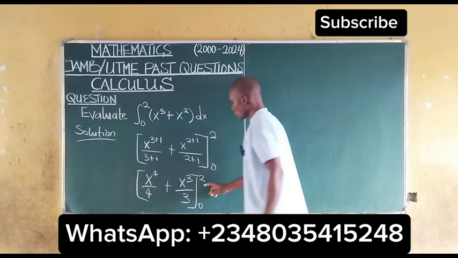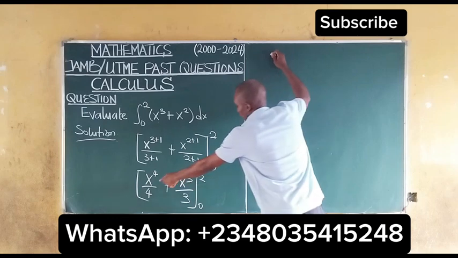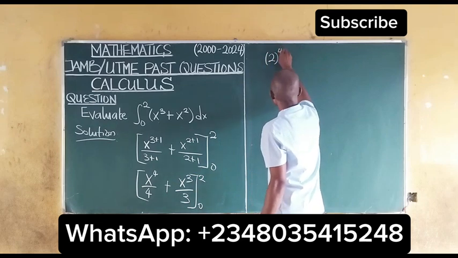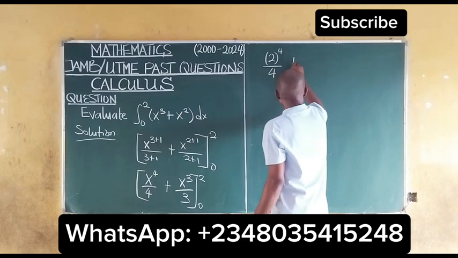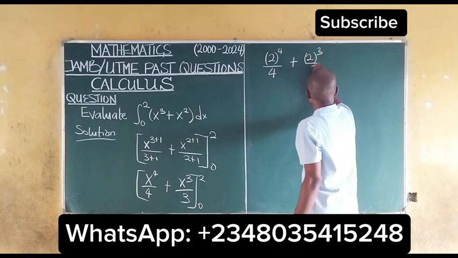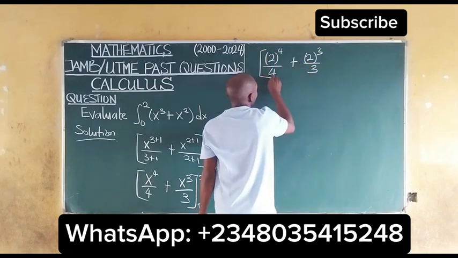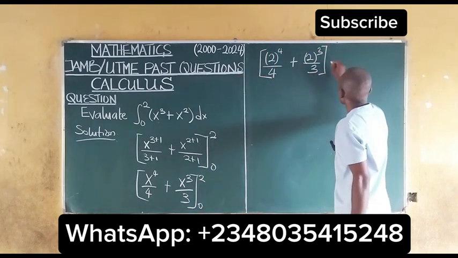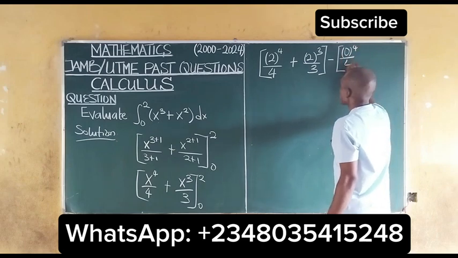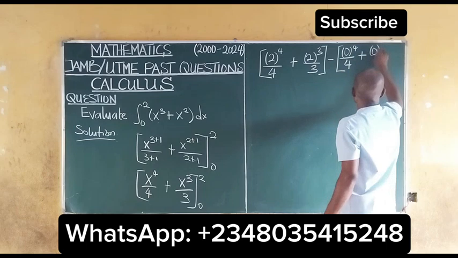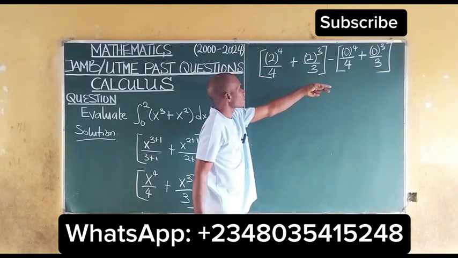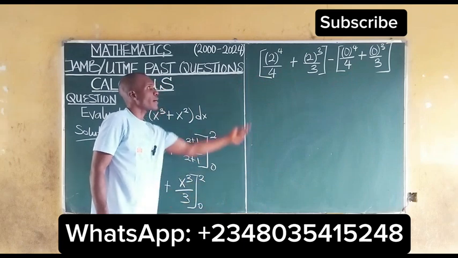The next thing to do is to put our intervals into the function. So we have the first one is 2. So it will be 2 raised to the power of 4 all over 4 plus 2 raised to the power of 3 all over 3, minus 0 raised to the power of 4 all over 4 plus 0 raised to the power of 3 all over 3. So this is how to obtain this. We have succeeded in putting in our interval.